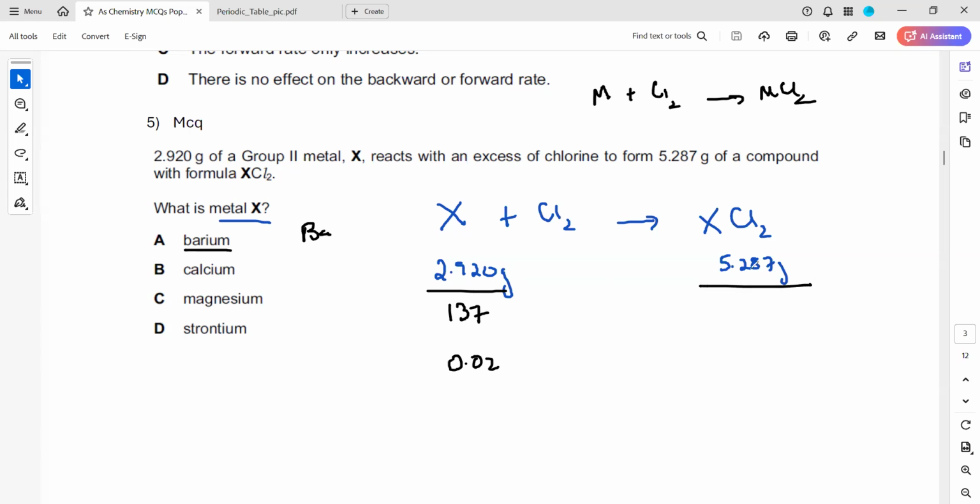Now we have to divide the compound's mass by its molar mass. If this element was barium, what is the total molar mass? Chlorine, one chlorine is 35.5 and there are two of them, so this will be 71 plus 137. So 71 plus 137, and then the final answer 5.287 divided by the molar mass gives the moles of this compound. What's the answer? The final answer, I'm talking about the moles.